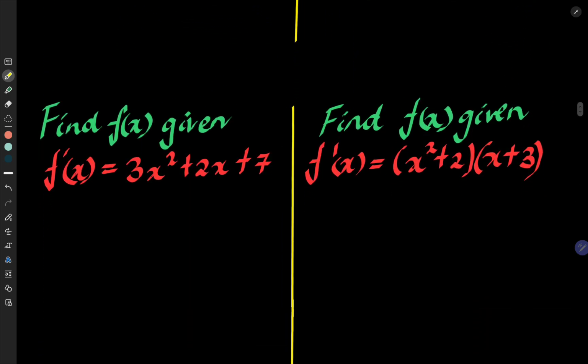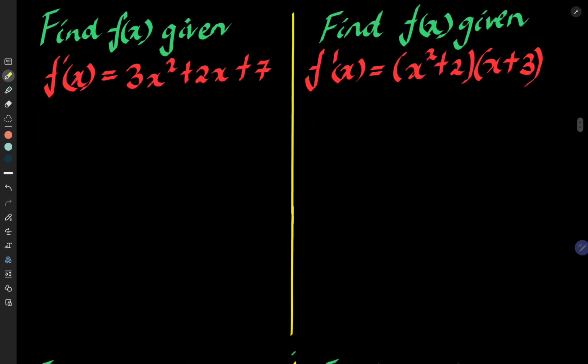Now moving on to the other examples. So in this example, we are given the first derivative of f of x to be 3x squared plus 2x plus 7. And we are asked to find f of x. So if we are asked to find f of x, that is just the reverse of differentiation. So this is a derivative. So to do that, we just say the integral of 3x squared plus 2x plus 7 dx.